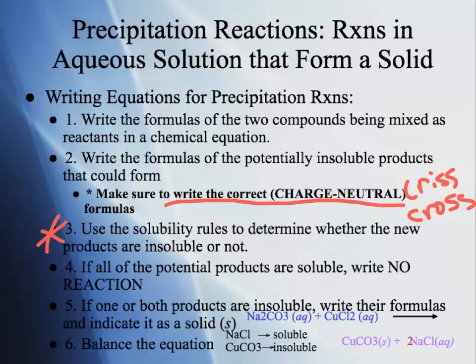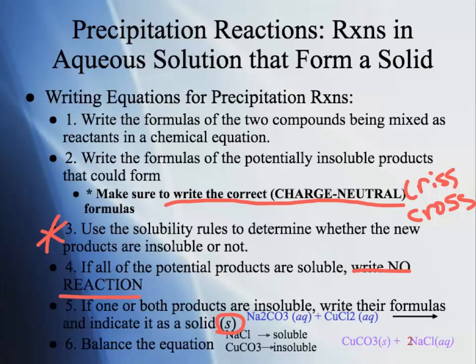What we need to do now is look at these solubility rules to determine whether these products are going to be insoluble or not. If the potential products are soluble, you have to write no reaction, because remember, if both of the products that are made are going to be soluble or able to dissolve in water, they're never going to come together to make something that we can actually see. So you have to write no reaction for products that are both soluble. Now, if one or both of the products are insoluble, you need to write their formulas and indicate them as a solid, or S. And then, of course, last but not least, balance your equation.